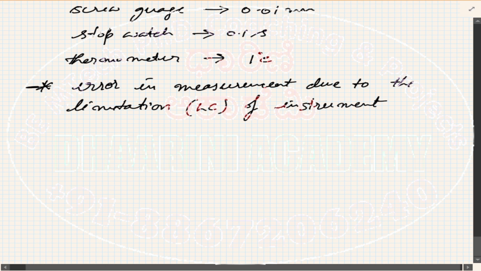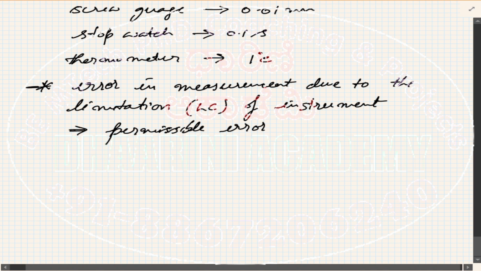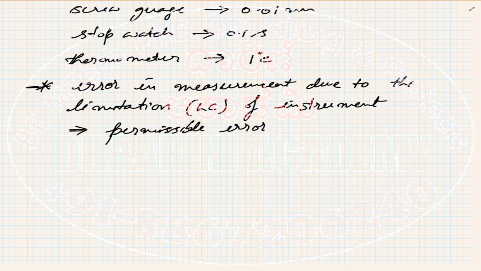So this error is called a permissible error. If you have a scale whose least count is 1 mm, the maximum permissible error measured by that scale is 1 mm, because there can be a maximum error of 1 mm. As soon as you cross the 1 mm limit, you get the next mm, that is 2 mm, so then there is no error, and so on. So the maximum permissible error could be like this.